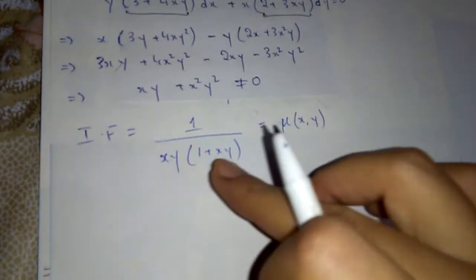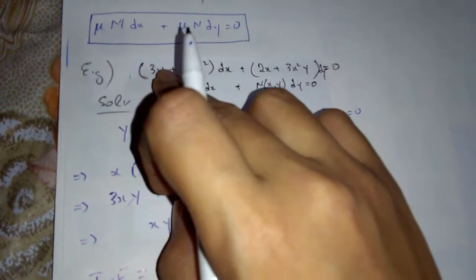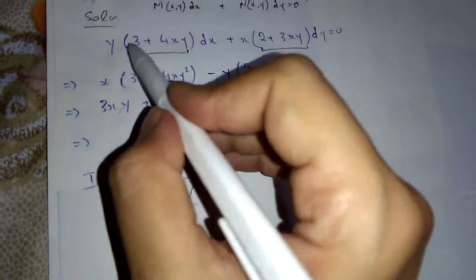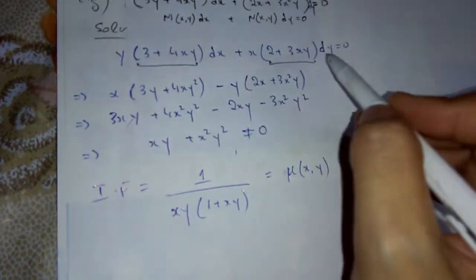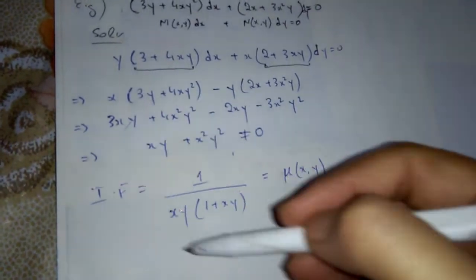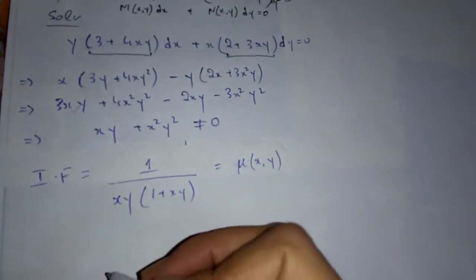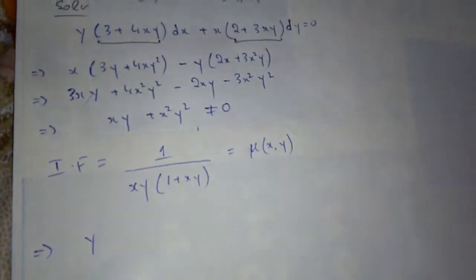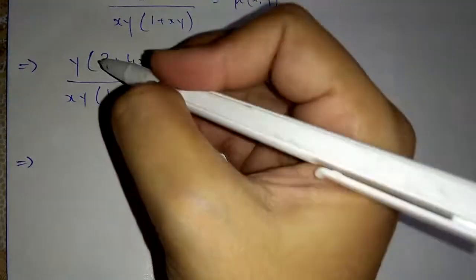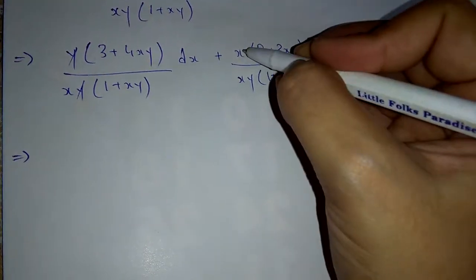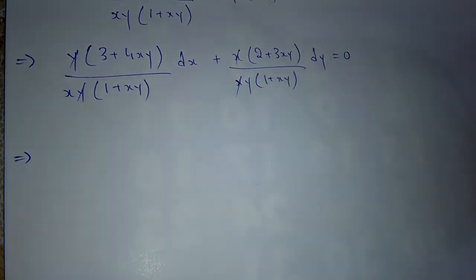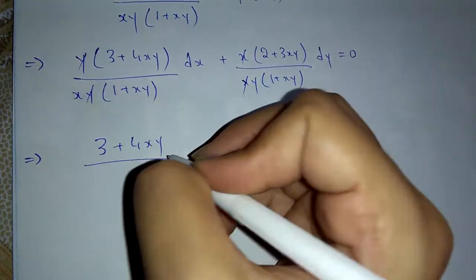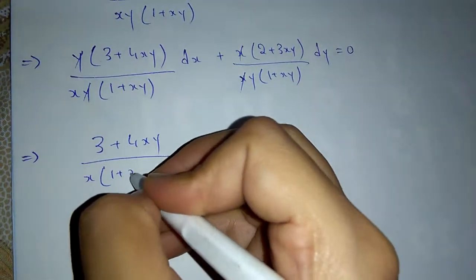Now we are going to multiply this integrating factor to this entire ODE. Let's see what we get. I'm going to take this format while multiplying my integrating factor. You can see here this x and this x, this y and this y, get cancelled. So the thing left is this.